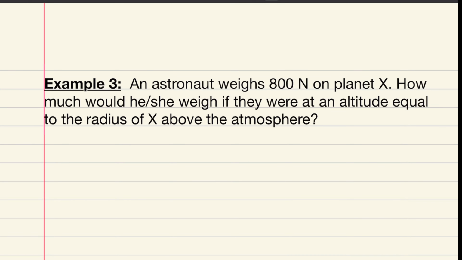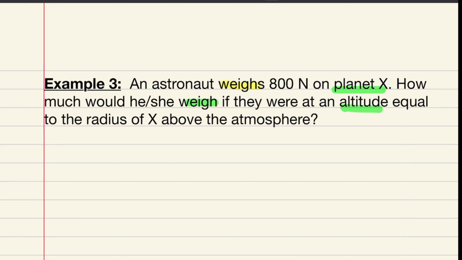So for our third example, and again, we're amping up the complexity of these problems. An astronaut weighs, and I'm going to highlight that word weighs, 800 newtons on planet X. So remember, we can't assume any radius of the Earth or masses. This is planet X, it's unknown. How much would he or she weigh? So again, we're asking for a force of gravity if they were at an altitude equal to the radius of X above the atmosphere.